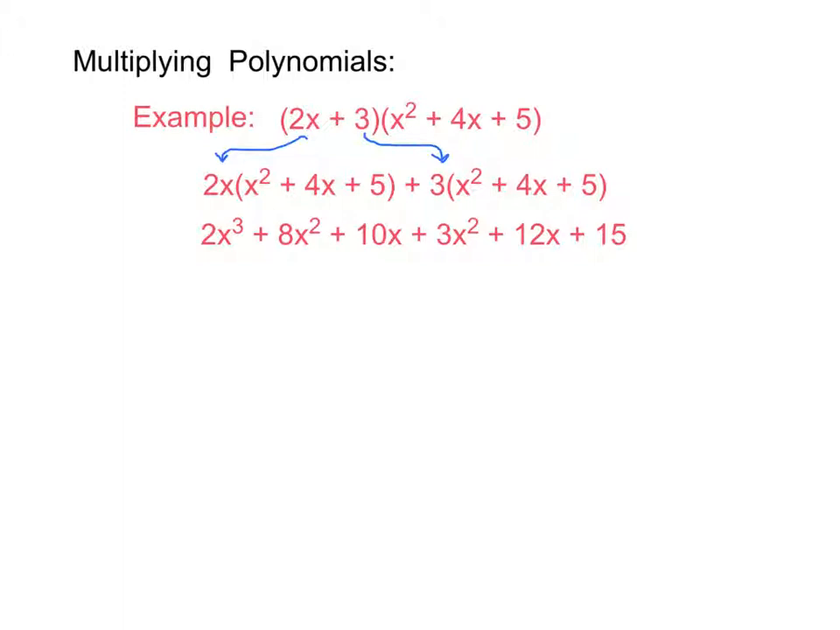And just like we did before, we only have one x cubed term, okay, which is fine. And we only have one constant term, the 15. But we do have an 8x squared and a 3x squared, which combined would be 11x squared. And we also have a 10x and a 12x, which when combined would be 22x. So once we combine like terms, we would have our final answer. So our final result would be 2x cubed plus 11x squared plus 22x plus 15.